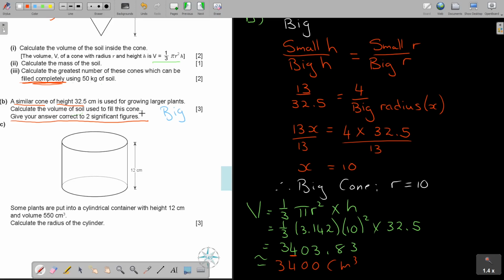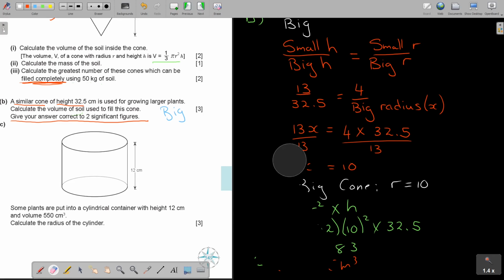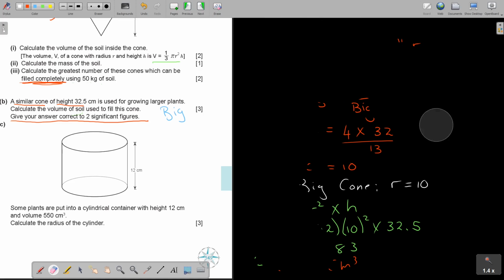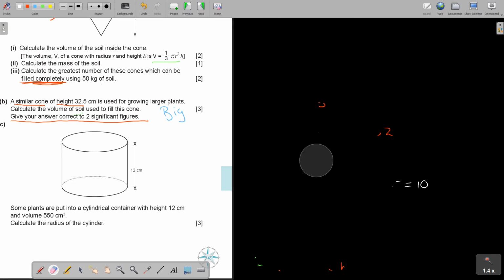And then the last one, so nice, if I come to the last one. Okay, I'm going to use values maybe, but luckily I have it in front of me also. Let's just do that last one. Number C. Okay, some plants are put into a cylindrical container with height 12 and volume this. Calculate the radius of this cylinder.